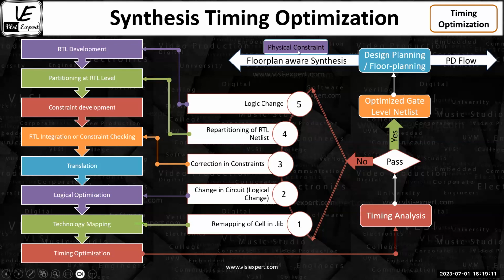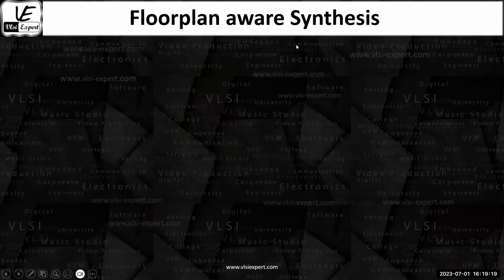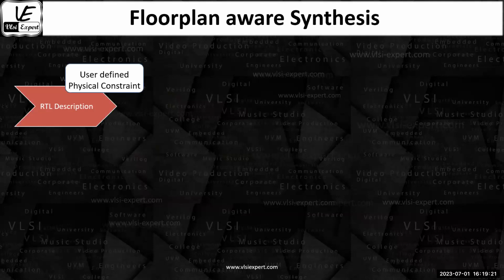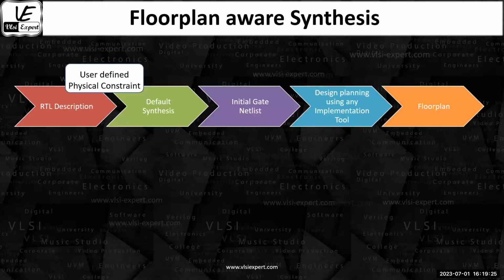Now, what will happen in the next stage? This is the place where you are going to give the physical constraint. Before this, it was power or the timing constraint. But this is the place where you will give the physical constraint. So what will happen? RTL description, user defined physical constraint, you will do in this particular way. So this is the first level. Here you will define something. You will say, okay, this is the physical constraint, do the default synthesis, initial gate level netlist, implementation tool, floor plan.